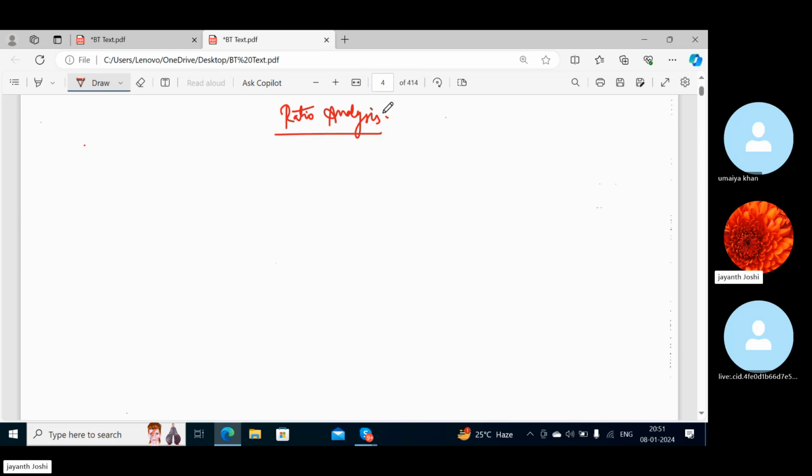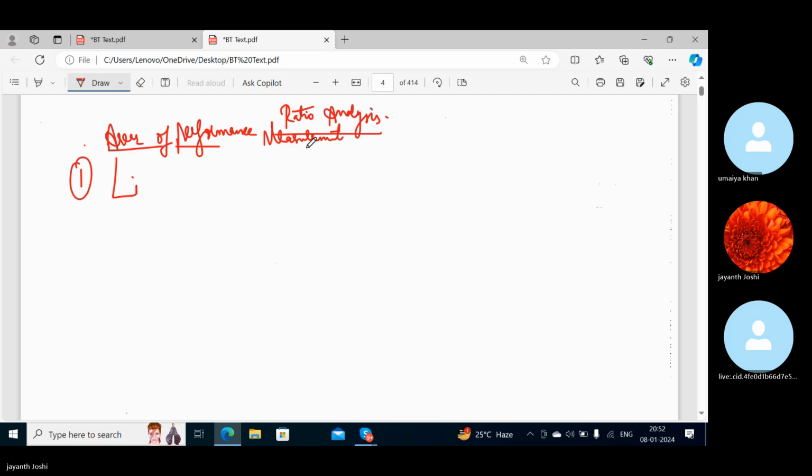Ratio analysis is also one of the methods with the help of which a company's performance in various areas can be judged. In what areas? What are all those areas in which a company's performance should be assessed or judged before making an investment? This is the list here. First, liquidity. I'll put it as areas of performance measurement. So first is liquidity.